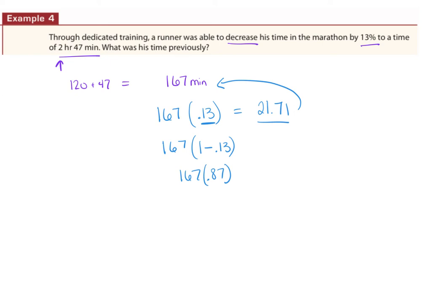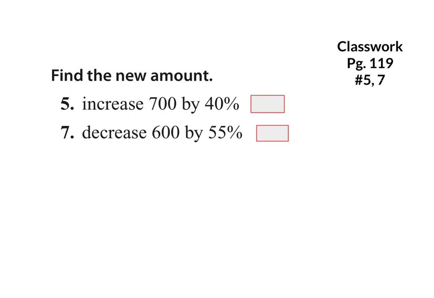All right, let's try some of these. So this one is find the new amount. It increased 700 by 40%. It decreased 600 by 55%. And they want the new amounts. All right? So for these, you can either find how it changed and add or subtract, or you can go straight to multiplying it by a different percentage.